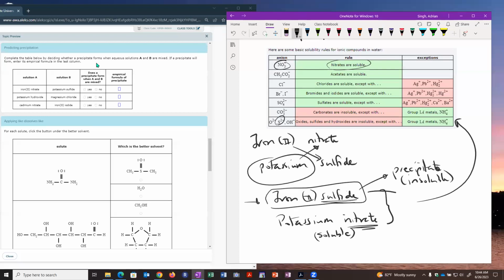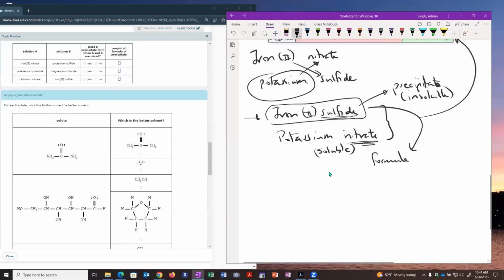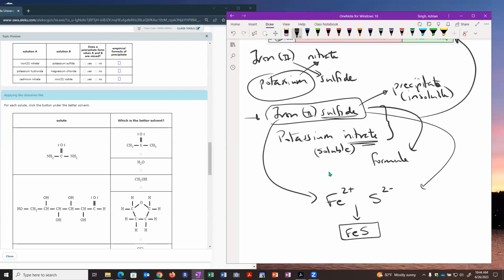All right, and then we'd need to come up with the formula for this. Iron 2 tells us right away that we're dealing with Fe with a 2+ charge. Sulfide is the sulfur with a 2- charge on it, it's in group 6. So then we just combine these. Obviously, they're going to combine in a 1-to-1 ratio to cancel out the charges. So this will be the formula of the precipitate that we want to include here. Yes, we do get a precipitate, and FeS will be the formula for it.